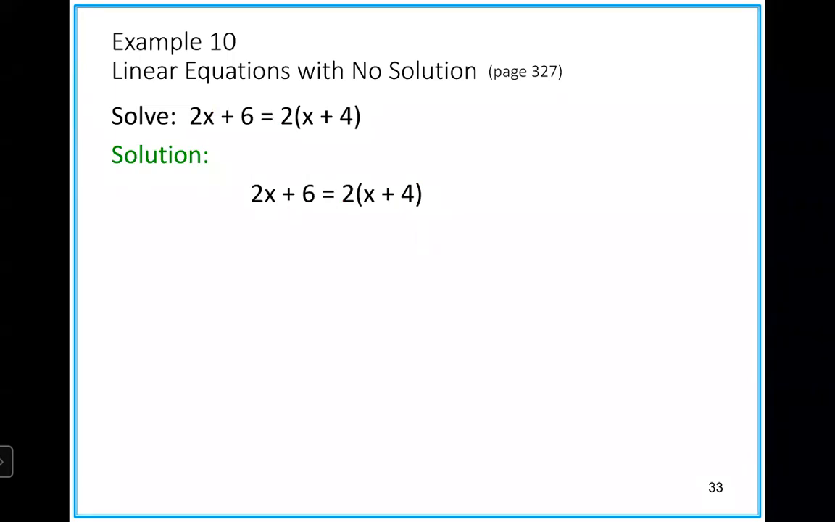Now on page 327 of your book, you will see where they mention some types of equations which have no solution. So sometimes we do have some erroneous types of equations. You'll see this as an example here. They give you the equation 2x plus 6 is equal to 2 open brackets, x plus 4 close bracket. And when you try to simplify this, you end up with 2x plus 6 equals 2x plus 8.